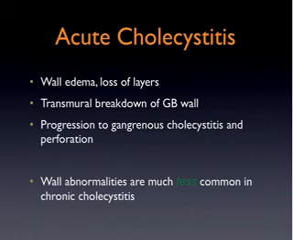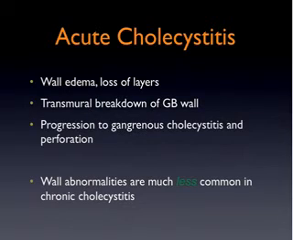Let's move on to a discussion of cholecystitis. In this case, we're looking for things like wall edema, the loss of layers of the gallbladder wall. You can also see a transmural breakdown of the gallbladder wall with associated pericholecystic fluid. And finally, progression to gangrenous cholecystitis and perforation is certainly a possibility.